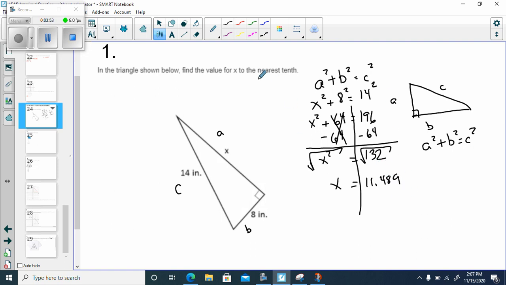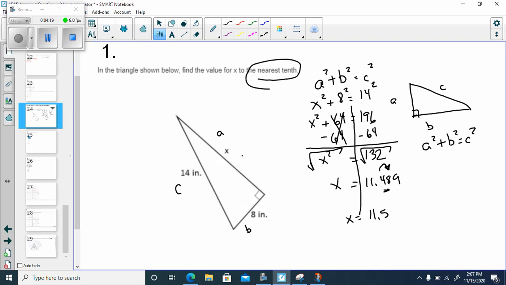It's asked for the nearest tenth, right? Nearest tenth means we need one decimal place. To decide what that one decimal place should be, you look to the value behind it. 5 or more, raise the score. 4 or less, let it rest. This is 5 or more. This is 8. So I'm going to bring this 4 up to 5. It would be 11.5. x is equal to 11.5.